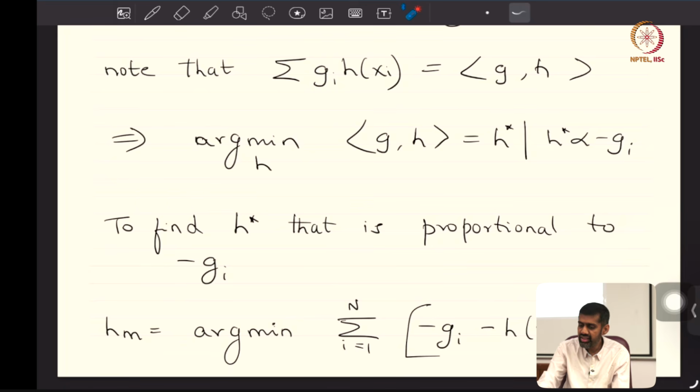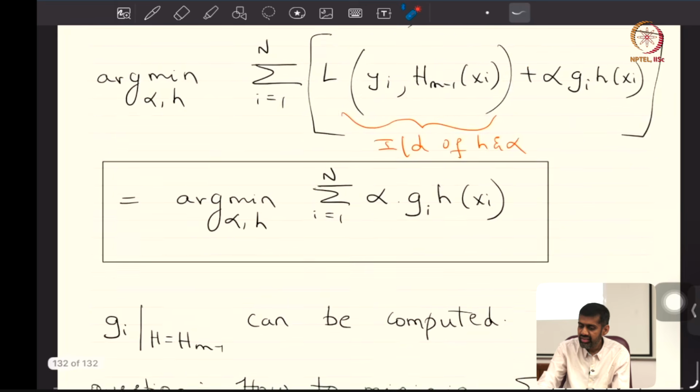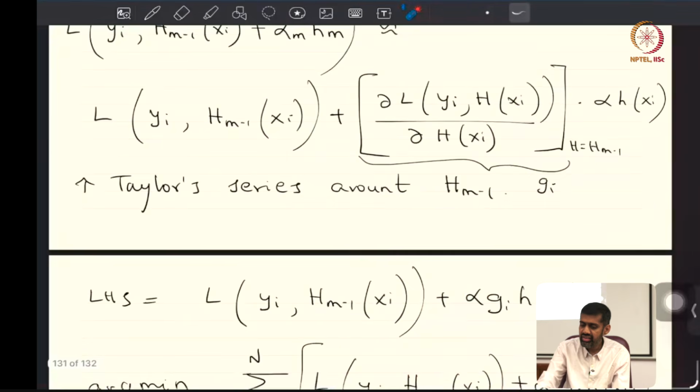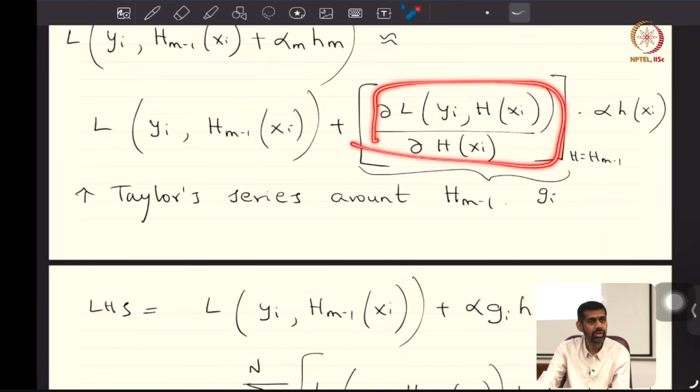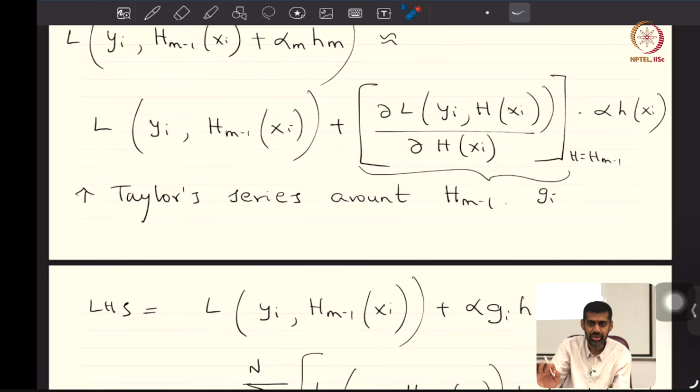And what is this gi? Gi is this particular thing which can be computed. Do you see? All of you clear here? Because this is very important. Maybe take a minute and tell me if you understand this or not.